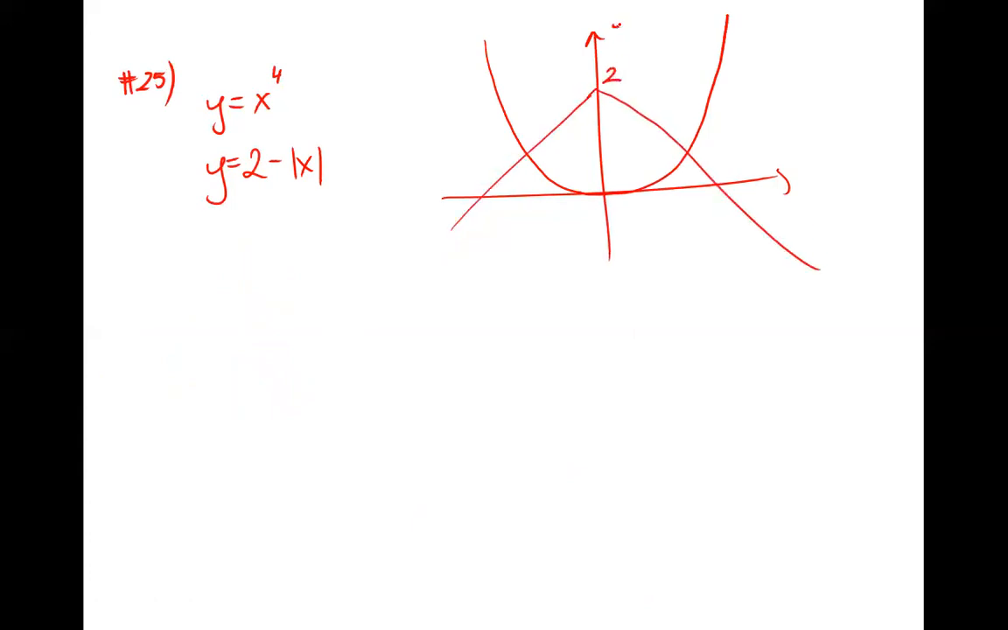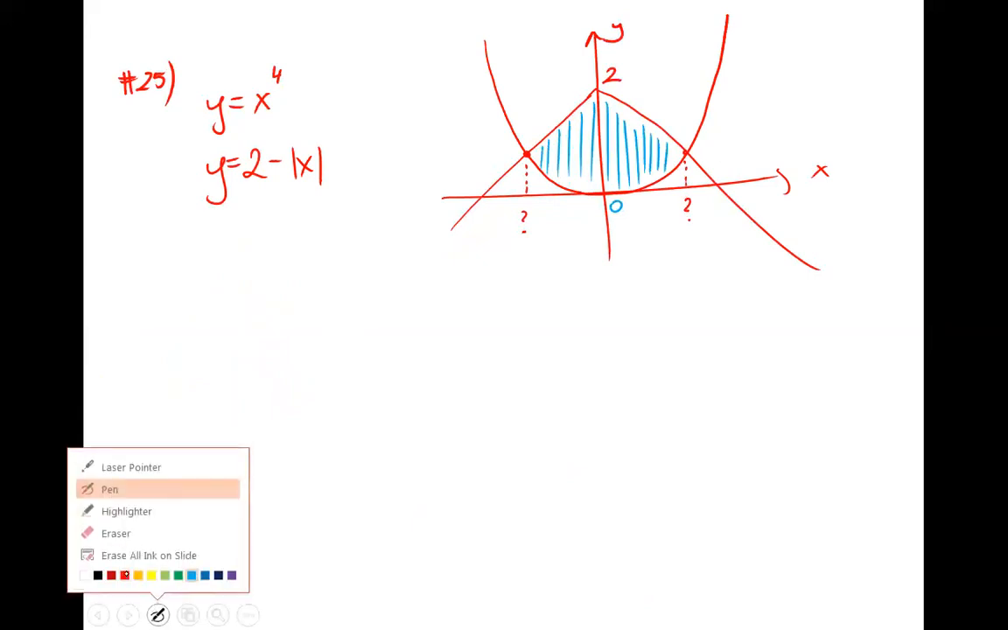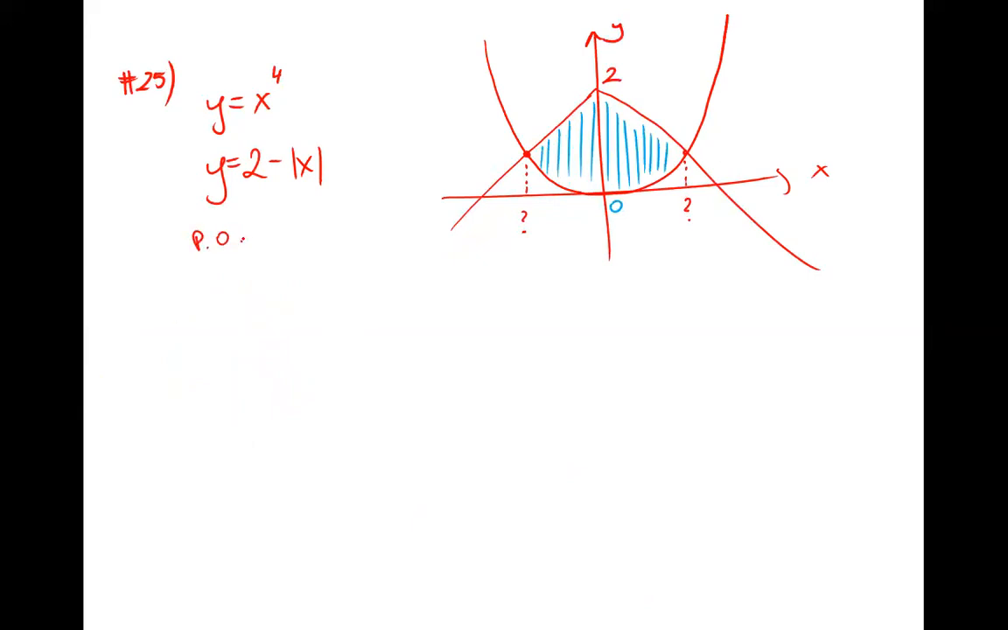Okay, that means this is 2, and we need this question mark and this question mark, because the area enclosed by these two curves is this. That means we can use the symmetry, but we still need the points of intersection. Both of the functions are algebraic functions. We shouldn't have any problems finding the points of intersection.